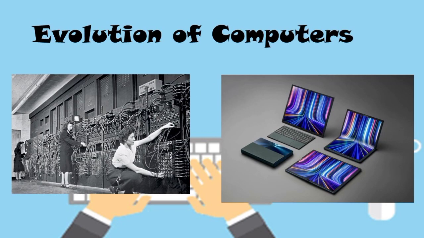The evolution of computers. As you can see in the picture on the left, it is the ENIAC, or the first programmable computer that we had. ENIAC stands for Electronic Numerical Integrator and Computer. ENIAC is very big. It occupies almost 15 by 9 meters, and it is composed of 40 panels, and those 40 panels are also composed of many capacitors, switches, and resistors. So that explains why it is very big.